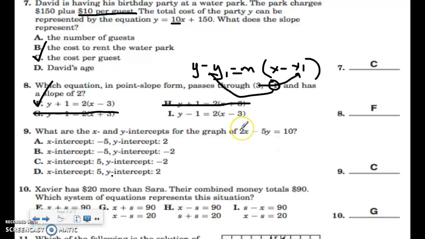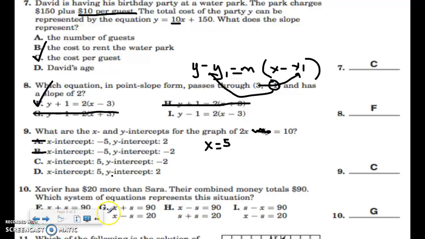Number 9, what are the x and y intercepts for 2x minus 5y equals 10? Okay, to find the x-intercept, set y equal to 0. If I do that, it's basically like getting rid of this. So 2x equals 10, I would divide both sides by 2 and get x equals positive 5, which automatically cuts my choices in half. It's not that, and then it's not that.